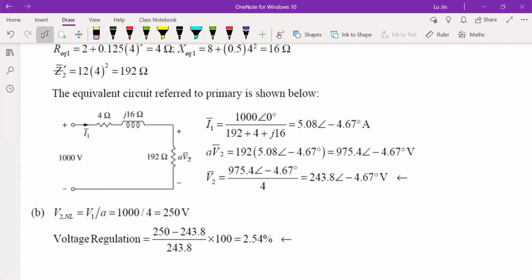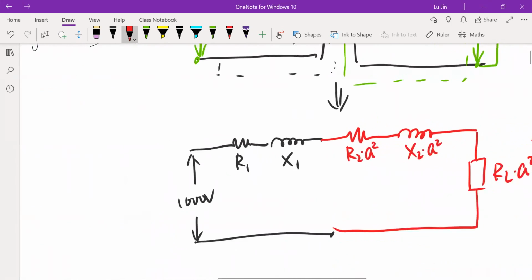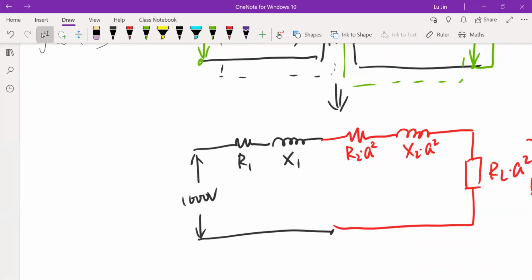First of all, we determine the current I1. I1 is equal to the total supply voltage, 1000 at 0 degrees, because we are using this one as reference, so the angle is 0, divided by the total impedance in the equivalent circuit, which is given here. R1 is 2 ohms, and X1 is 8 ohms, but this should be 8j ohms. And R2 is 0.125.